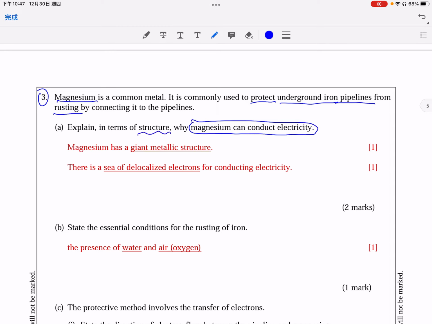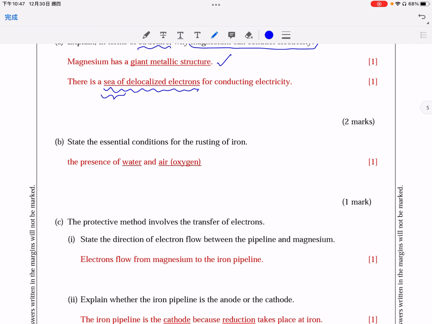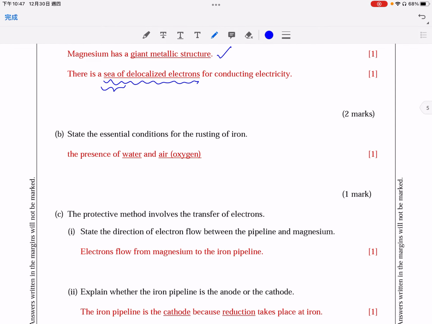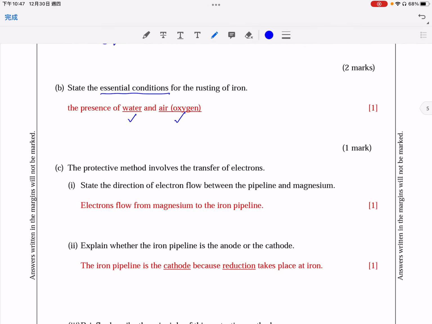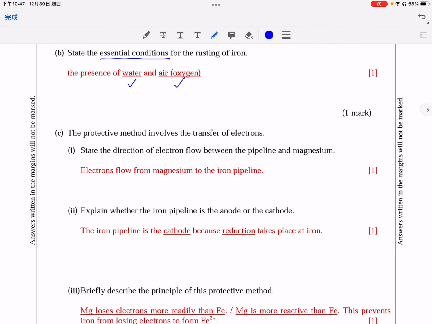In terms of structure, you have to mention the giant metallic structure, and the reason magnesium can conduct electricity is, of course, the presence of a sea of delocalized electrons. I found some of you could not mention "sea of", just mentioned delocalized electrons. That is not good. Part B. Essential conditions for rusting of iron, of course, include water and air. You have to mention both. Part C.